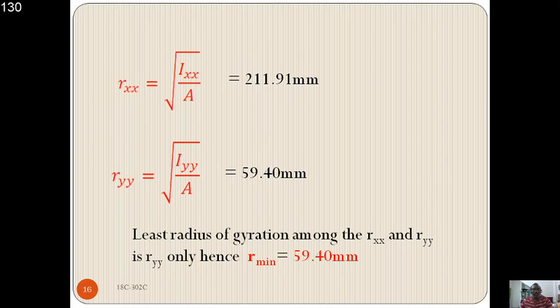Similarly, the Ryy is also the same. Use the Iyy value instead of Ixx to determine the Ryy value. Then they asked about the least radius. Of the two, you need to report the lesser one. So the lesser one is 59.40. So 59.40 is the least radius of gyration.